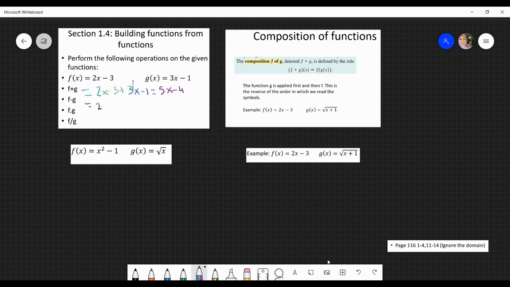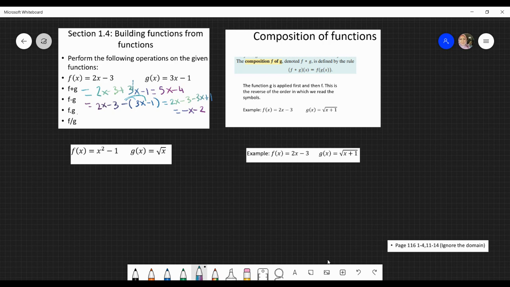Now with subtraction, 2x minus 3 minus g of x, I'm not going to forget my parentheses. And I know a negative next to the parentheses gets distributed. So it's 2x minus 3 minus 3x plus 1. And now I combine like terms. 2x minus 3x is negative x, minus 3 plus 1 is negative 2. And this is my new function, which is the result of subtracting functions.